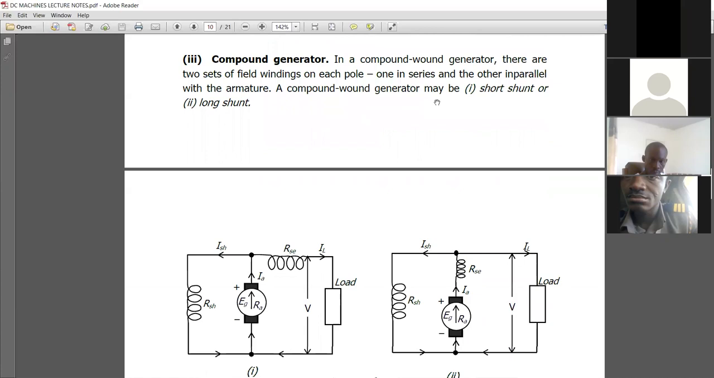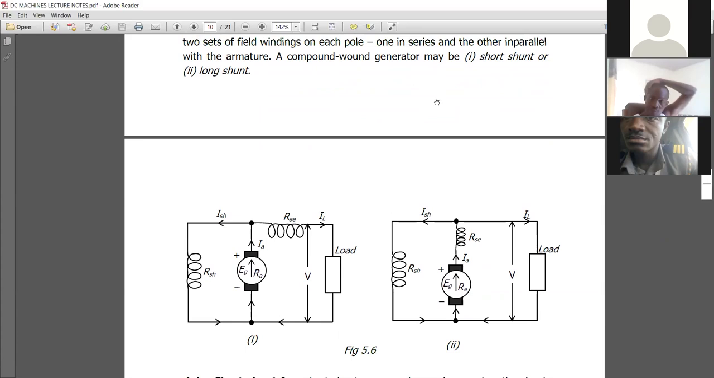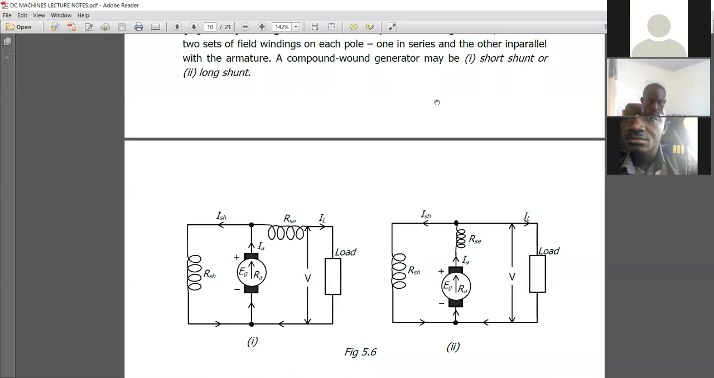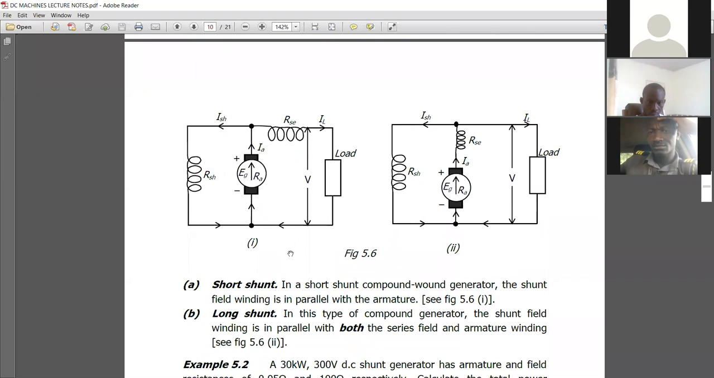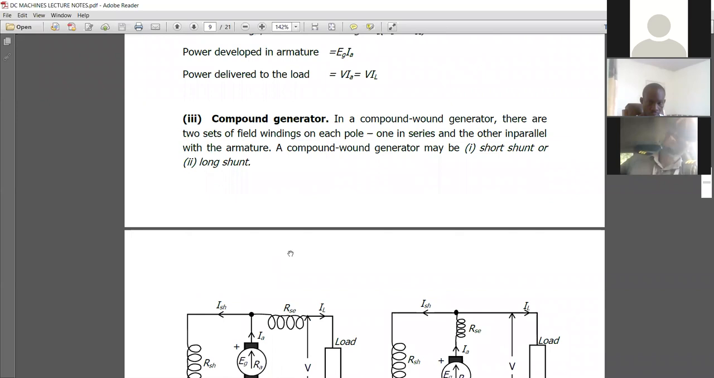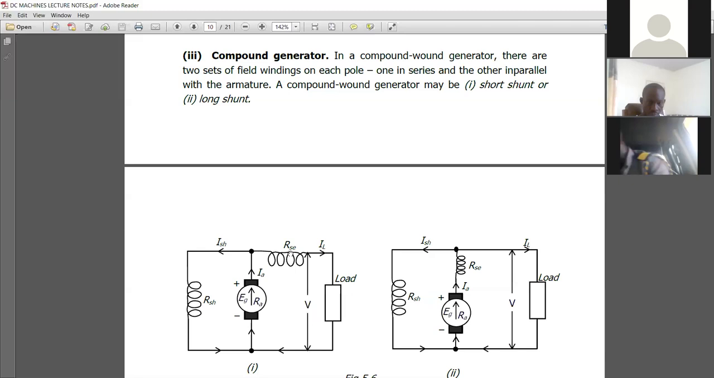So a compound generator, in short, is a combination of shunt and then series. Sir, please, we can't see the handout. Before the diagram, we want to see what was written on that compound generator. Yes, right. Thank you, sir. You just need a diagram. Okay, sir, thank you. I've understood.